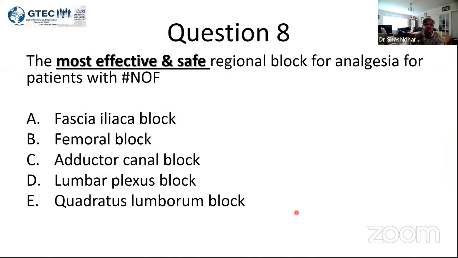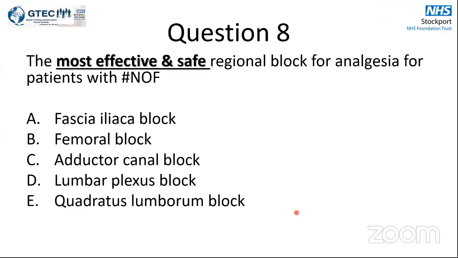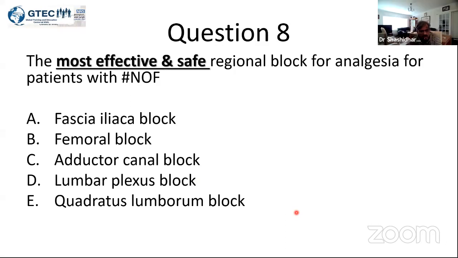Okay, another question. The most effective and safe regional block for analgesia for a patient with fractured neck of femur. It's important to remember: most effective and safe. Over to you, Sriganesh. Yeah, the response window is there. I'll read out the options. Option A, fascia iliaca block; femoral block; adductor canal block; lumbar plexus block; quadratus lumborum block.